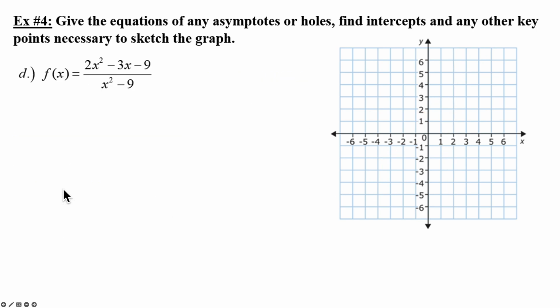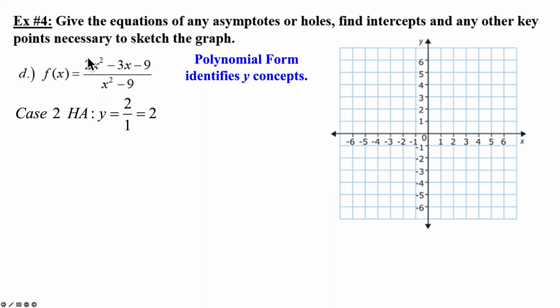All right, example D. All right, polynomial form. Find your horizontal asymptote. We have x squared over x squared. Case number 2, leading coefficient ratio 2 over 1 becomes a 2. Y-intercept, look at those constants. We have negative 9 over negative 9. That will simplify to a 1, so 0, 1 is my y-intercept.